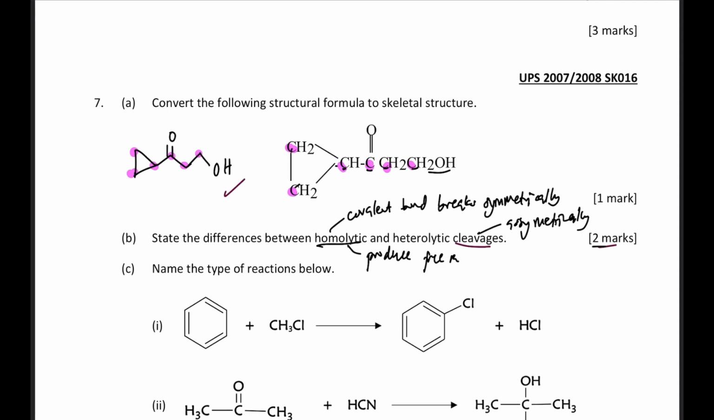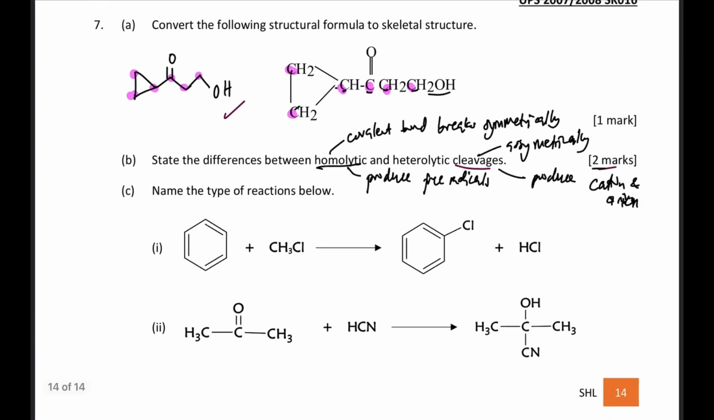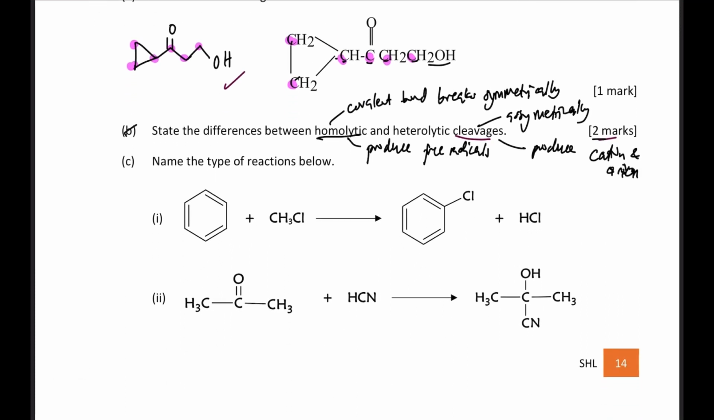Jadi satu lagi difference adalah ini kalau homolytic dia produce free radical. Kalau heterolytic produce carbocation ion. Cation ya. Cation and anion. Okay. Settle. Cukup telah.